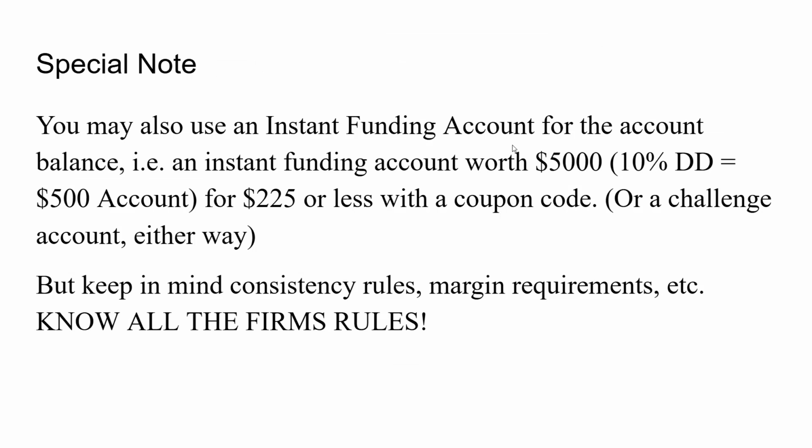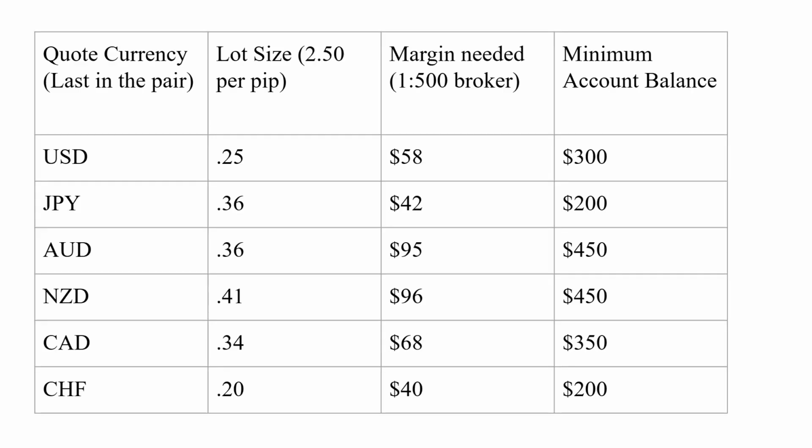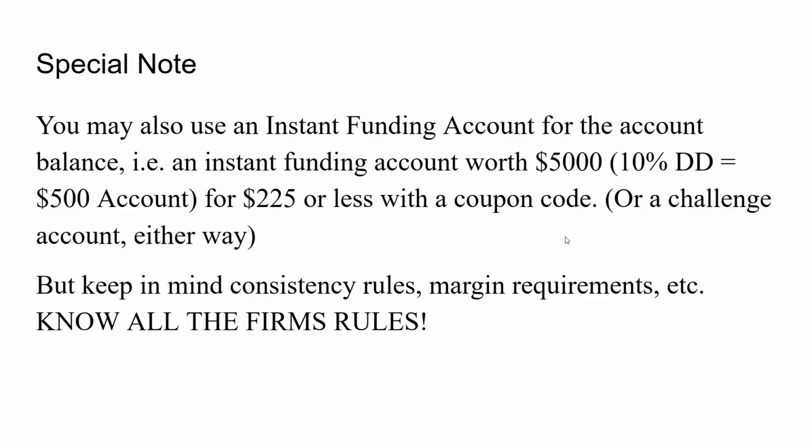You can also do a challenge account as well. But with the $5,000 account, what that's going to give you is $500 worth of drawdown. So if you had a $500 account, then you'll be able to take any one of these types of positions comfortably because you have more than enough. You have $500 to play with, but it's not the whole 5,000. That's a little trick they use.